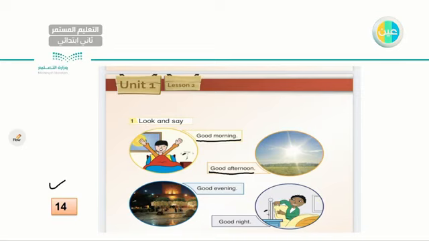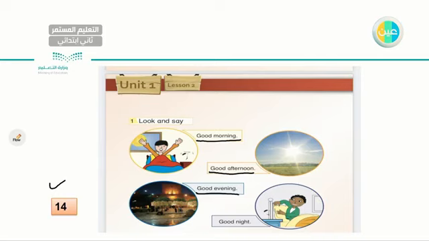For the third picture, it's probably after 5 p.m. So how to greet by saying, not good morning now, we will be using good evening. Very good. Repeat after me, please. Good evening. One more time. Very good. And the last one I have is good night.